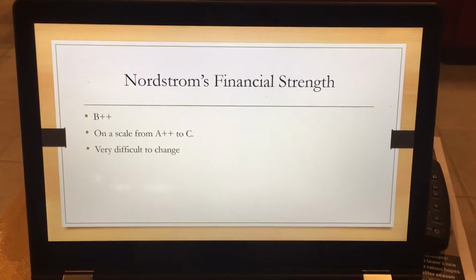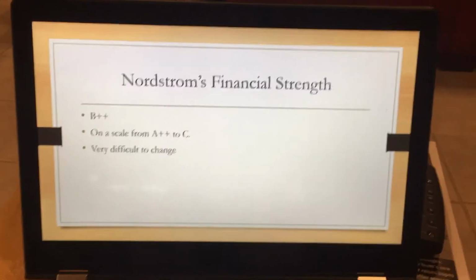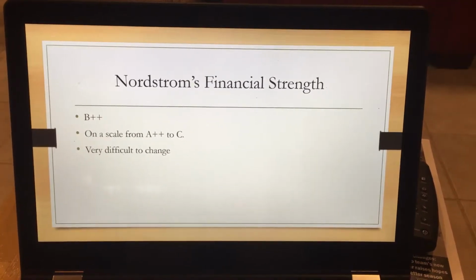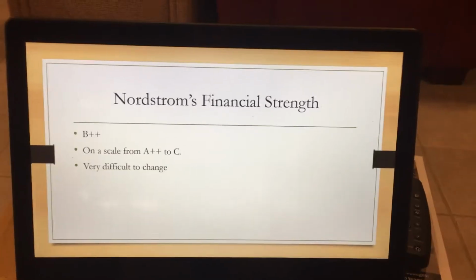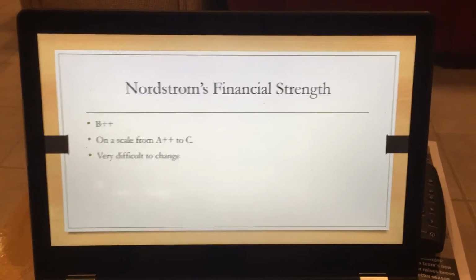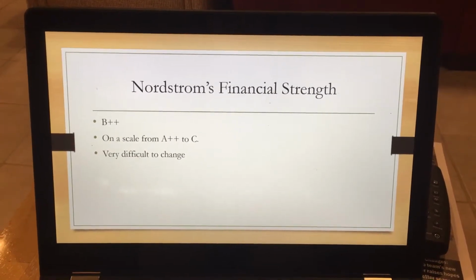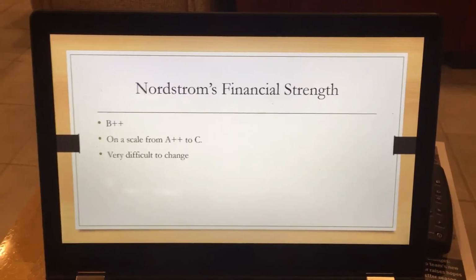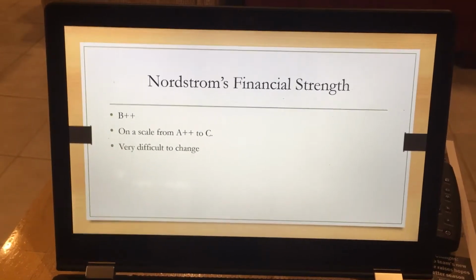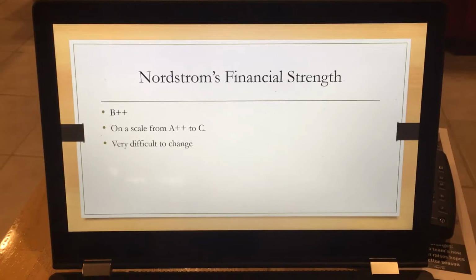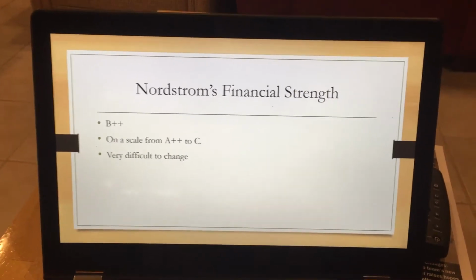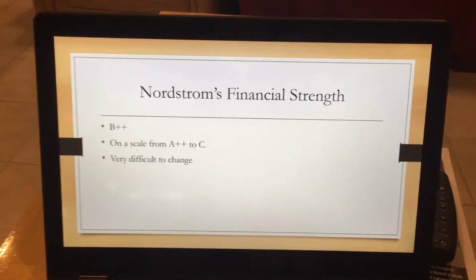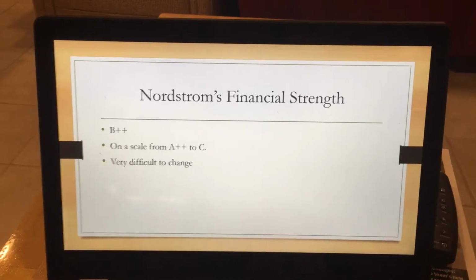Nordstrom's financial strength is a B++, and that's on a scale from A++ to C. So Nordstrom is pretty average when it comes to financial strength, but that scale and that ranking is actually very difficult to change. So having it move up or down is unlikely right away.